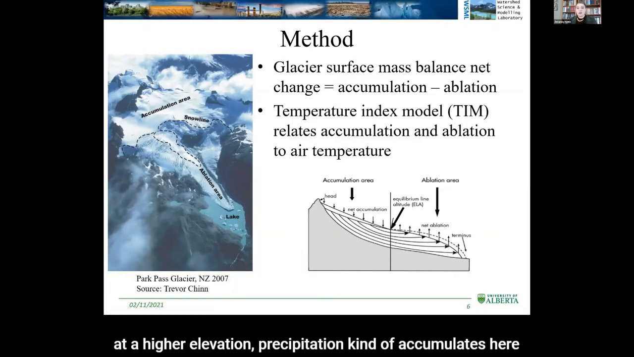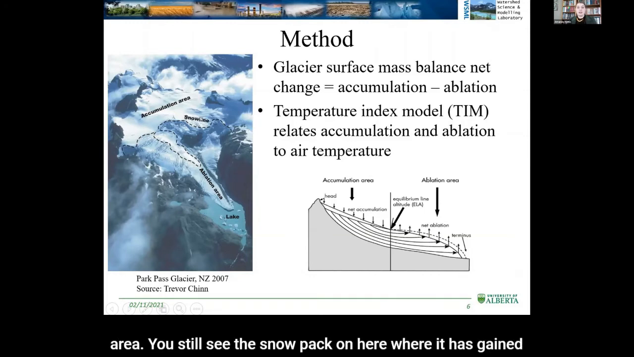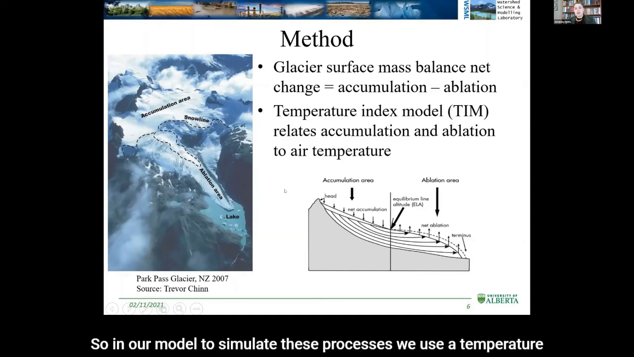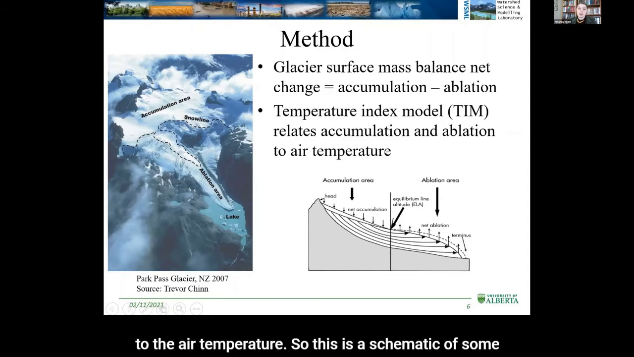Precipitation kind of accumulates here on the glacier surface, which is shown in this image of a glacier. There's quite a distinct line here between the accumulation area. You still see the snowpack on here where it has gained some mass. And down here, ablation processes dominate, and it's actually feeding this lake. So in our model, to simulate these processes, we use a temperature index model approach, which relates accumulation and ablation processes to the air temperature.